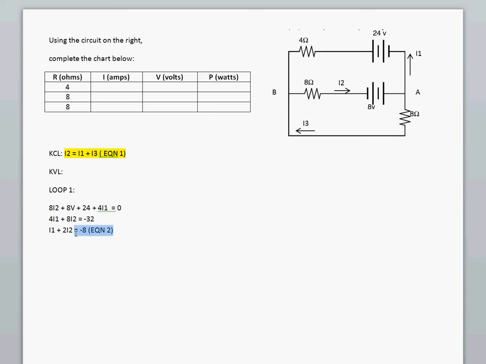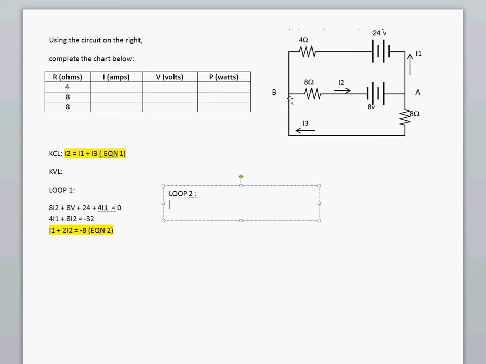We'll highlight that. Perfect. So we need one more equation, and that's going to come from Kirchhoff's voltage law around loop 2. Let's look at loop 2 now. It's the bottom loop. We're going to write Kirchhoff's voltage law for loop 2.